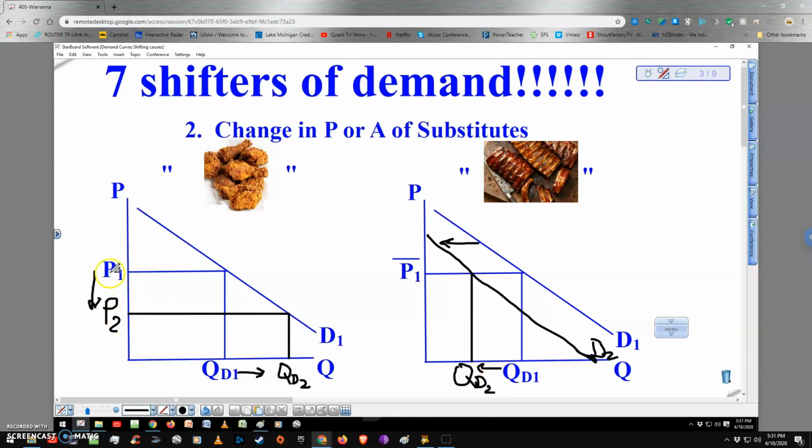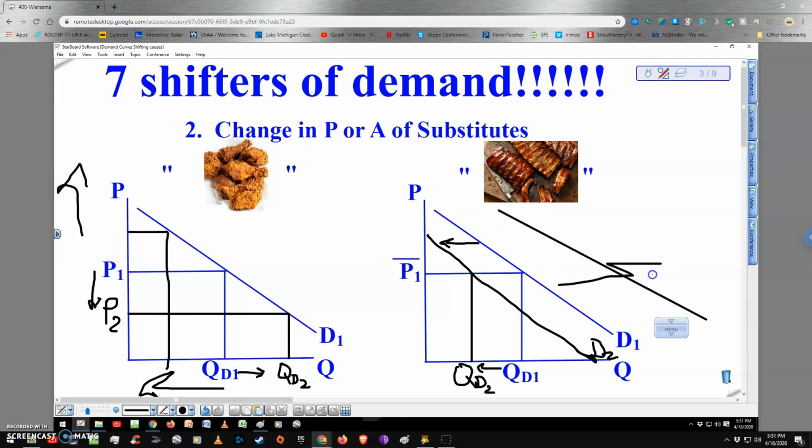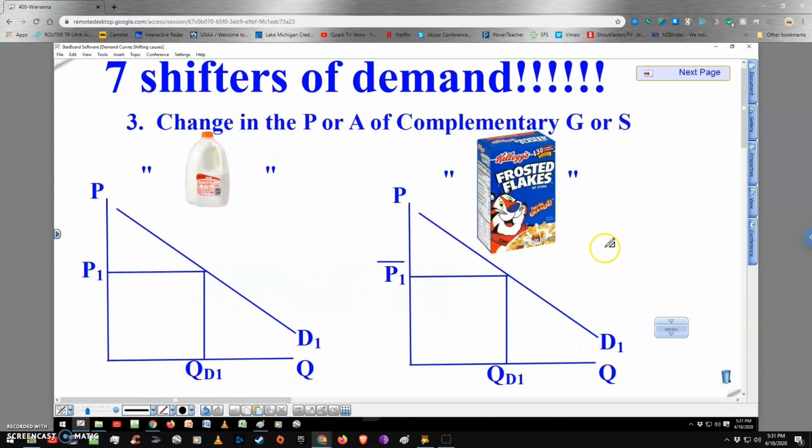Just flip it around. What if the price of chicken were to go up? And that would result in a reduction in the quantity demanded of fried chicken. People would buy less of it because the price went up. Yeah, I know this is crazy. I'm at home controlling my computer at school and then recording it back home for you. If this were to happen, the demand for spare ribs would actually increase and go to the right because they go in opposite directions.